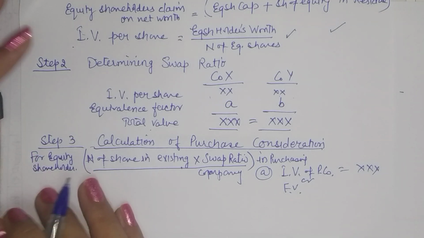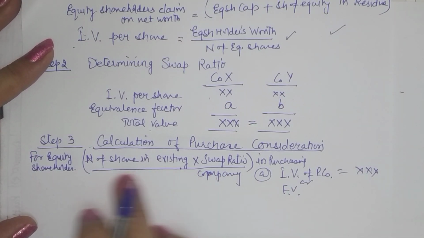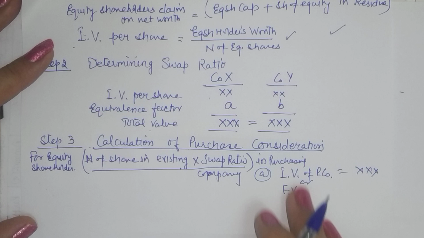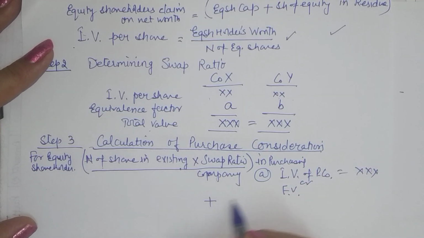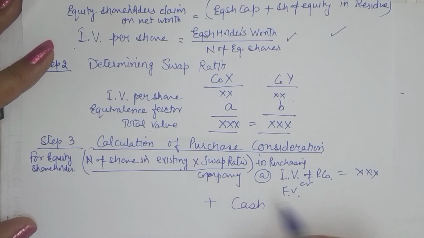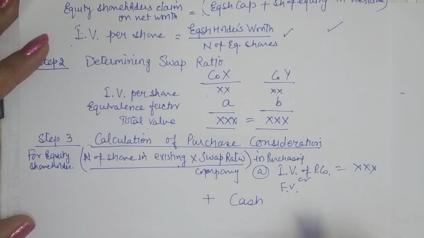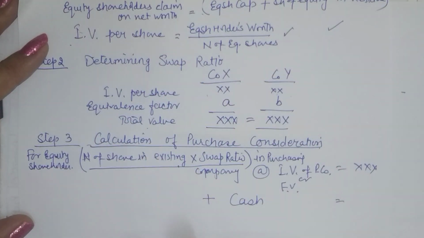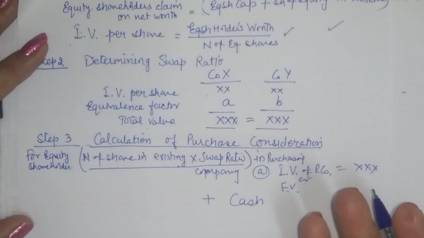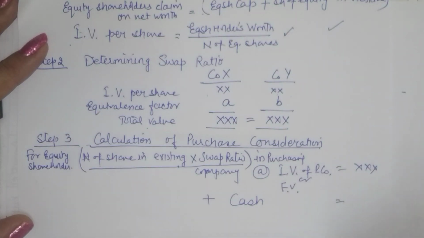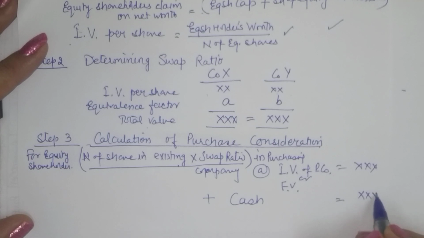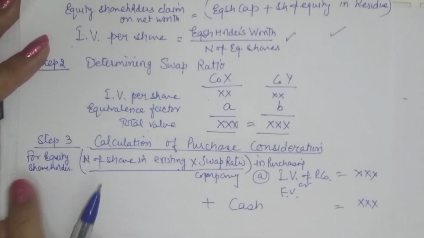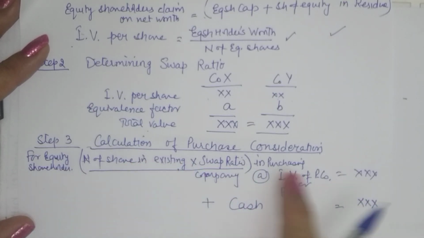So for equity shareholders, they will be getting shares in the new company, which is calculated at this price, plus they will be getting cash if we get any. Now how do we get cash in this case? Since in this case a clear cut swap is there, we won't be having cash, but there can be some cases wherein the cash will be involved. We'll take up that later on, but right now you can say that equity shareholders will be getting shares as per the swap ratio, plus they will get cash.